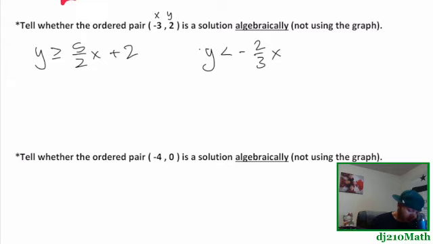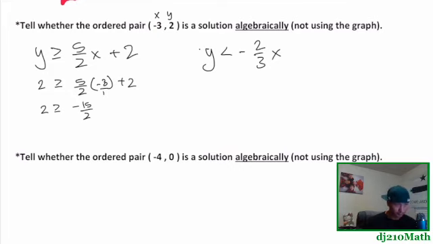So 2 less than 5/2 times -3 plus 2. This is going to be 2 greater than or equal to -15/2, right? Because -3 is really -3/1, and top times top, bottom times bottom, plus 2.